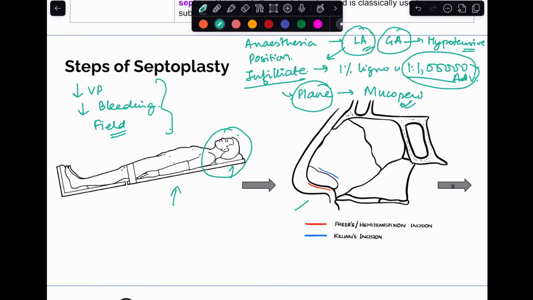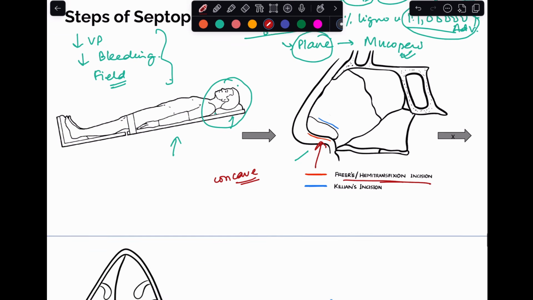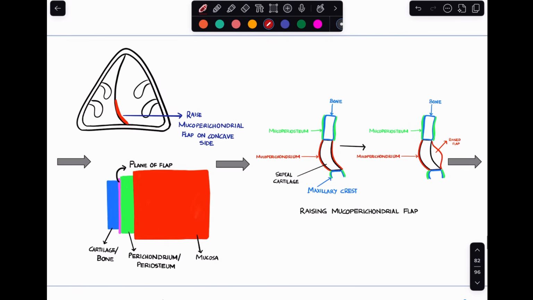So now that we have infiltrated, our next step is to give an incision. Now in septoplasty, we usually use the Freer's incision or the hemitransfixion incision, which is given at the caudal edge of the septal cartilage on one side only, and usually we give this on the concave side of the deviated septum. So if the septum is deviated to the right side, we will give the incision on the left side. Now, after we have given the incision, our next step is to raise the mucoperichondrial flap on the concave side.